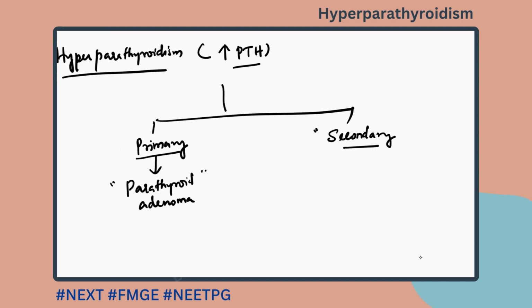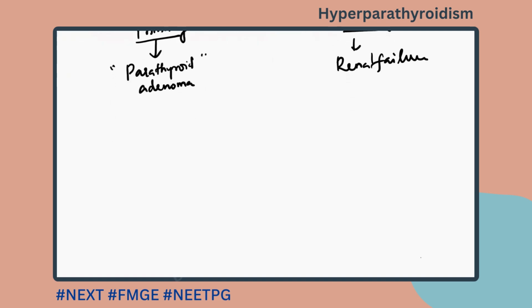An example of secondary hyperparathyroidism is renal failure. Whenever a patient has renal failure, the calcium level falls, and because of that parathormone increases. Such a condition is called secondary hyperparathyroidism. First we will see what is happening in primary hyperparathyroidism, and then we will go to the secondary.